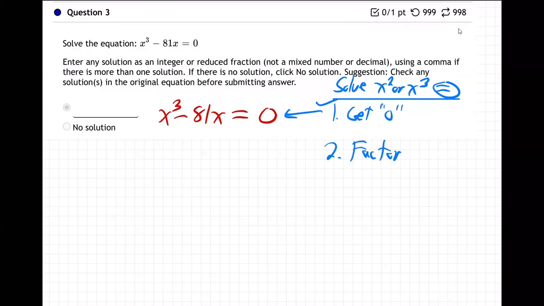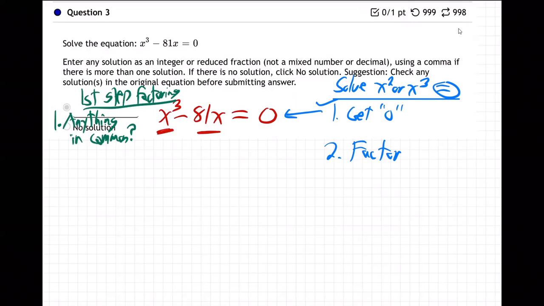Now this chapter's been all about factoring. Chapter 7 here, all about factoring. So now we're pros at factoring. What's always the first thing we do? Number 1, is there anything in common? That's always our first step in factoring. Do these two have anything in common? And yes, they do. Take out an x.